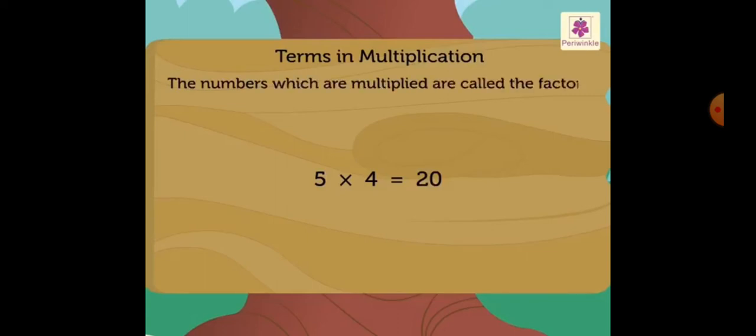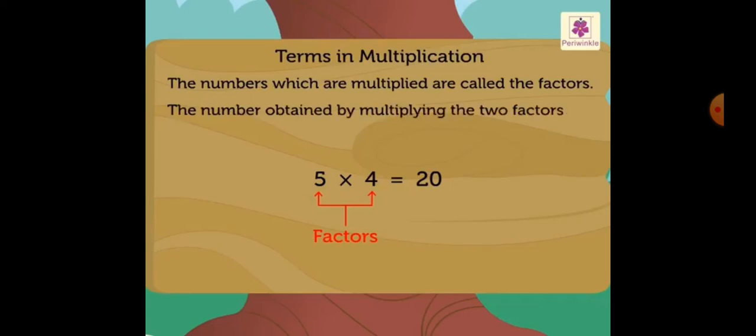Look at the example. 5 into 4 is equal to 20. Here, the numbers which are multiplied are called the factors. So, in this example, the numbers 5 and 4 are the factors. The number obtained by multiplying the two factors is called the product, and number 20 is the product here.